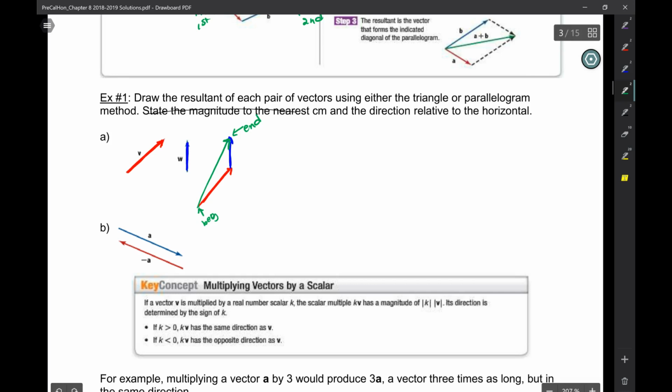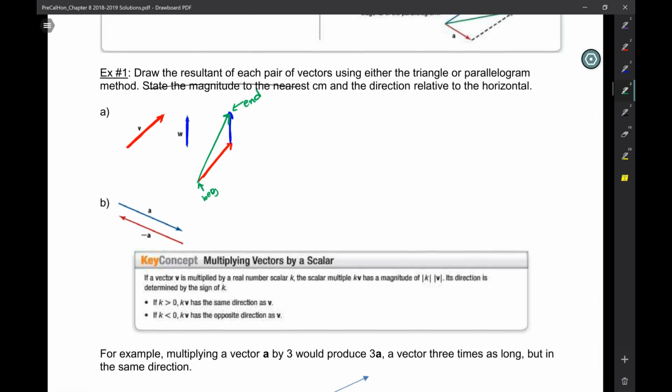I used to make students measure, and then add, and then measure, and so on. I'm not going to make you do that. However, you should be able to put initial to terminal and draw the resultant in the correct direction, because later on in the word problems, this is going to be super helpful.